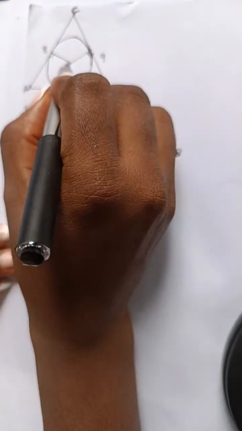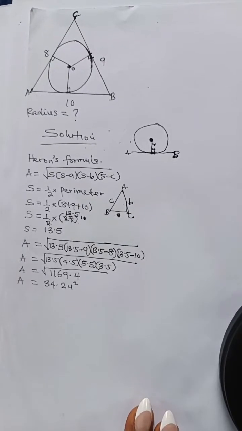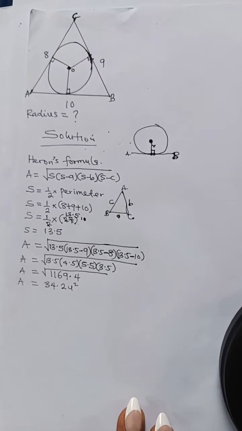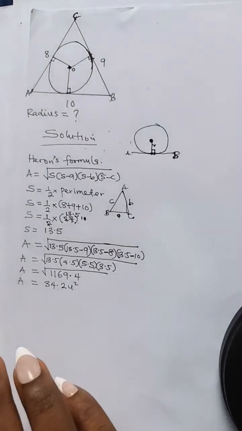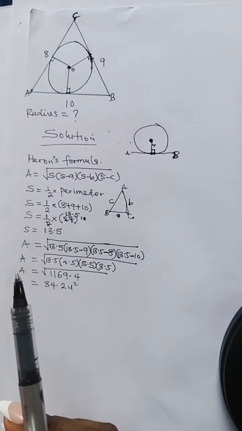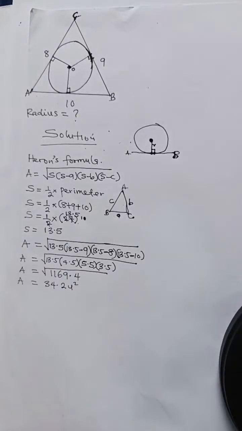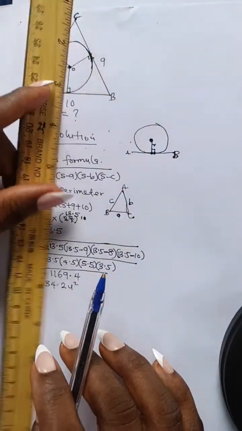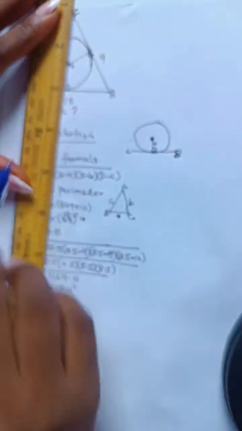Now, let's call this center O. If we join all the vertices of this triangle to the center O, we are going to form... I should have gotten a marker with a different color. Okay, let's use this blue pen. So let's join all the vertices to the center O.